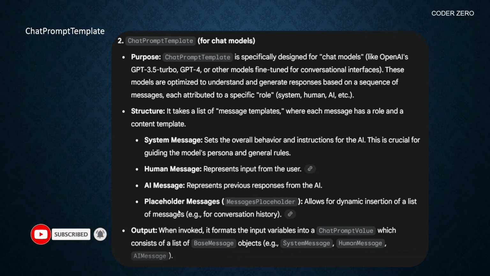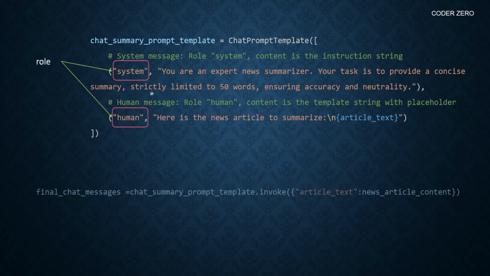And placeholder message, so here using this placeholder message we can insert dynamically a list of messages. This means we'll be able to insert history, the chat history, into our prompt. Now you can see here this is an example. So here this is the system message: "You are an expert news summarizer. Your task is to provide a concise summary strictly limited to 50 words, ensuring accuracy and neutrality."